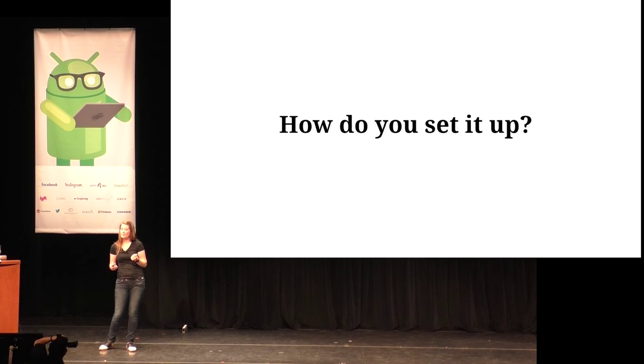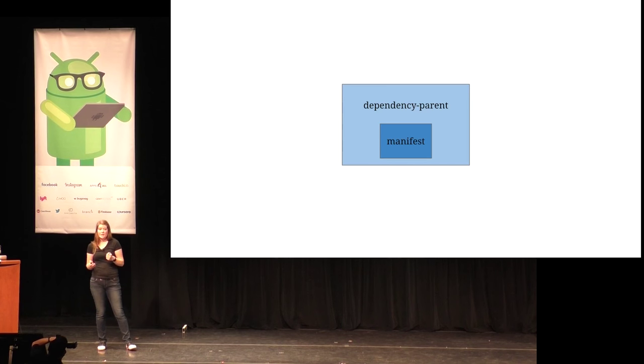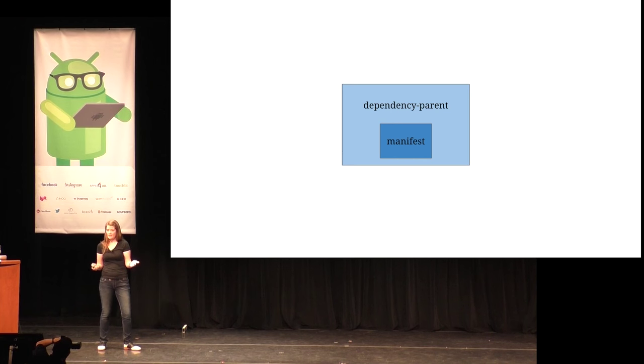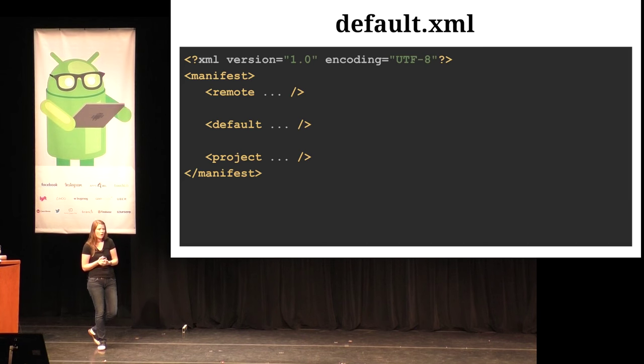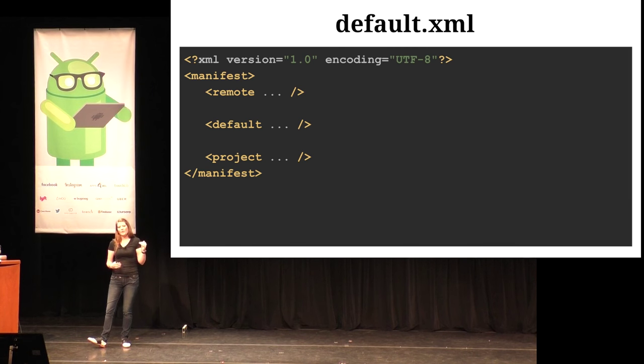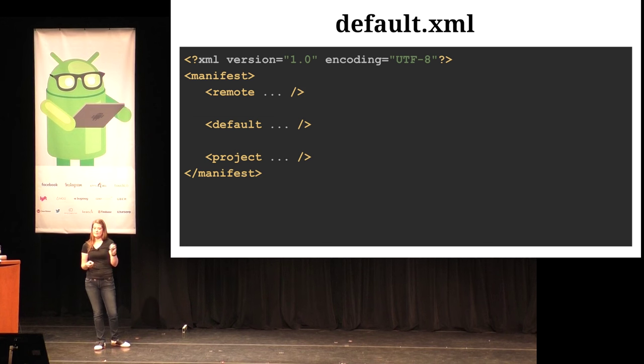All right, so how do you set it up? First thing, you're going to want to create your dependency parent main repo and put your manifest file in there. That's all that needs to be in there. So we'll take a look at the manifest file, which is called default.xml. Manifest is the wrapping tag, and then we've got three tags that we care about: remote, default, and project.